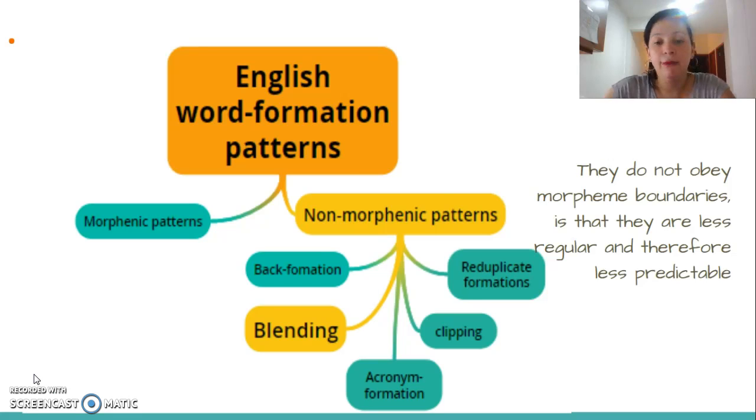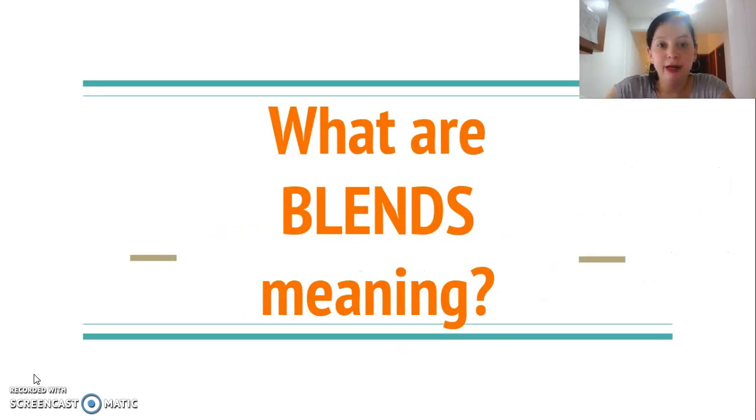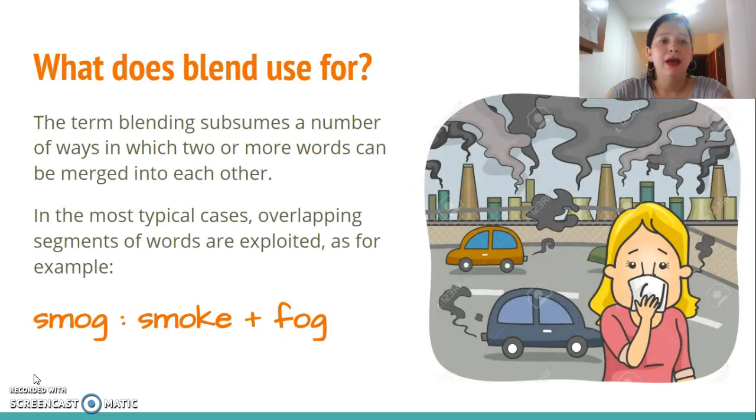Now, what is the meaning of blend? When we talk about blends or blending, blends are words that combine two words, including the letters or sounds they have in common as a connective element. But what is a blend used for? The term blend subsumes a number of ways in which two or more words can be merged into each other.